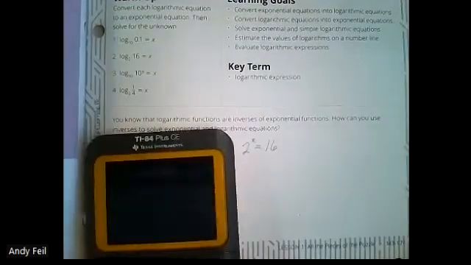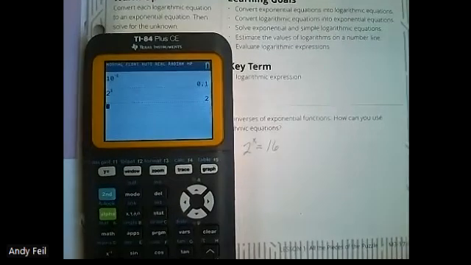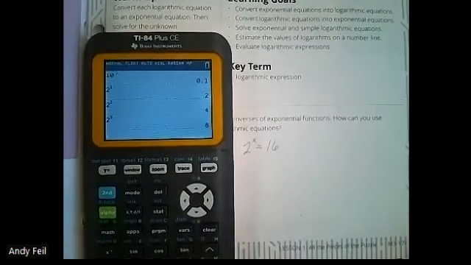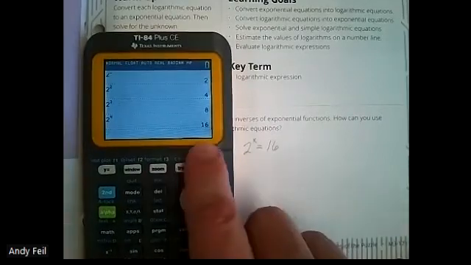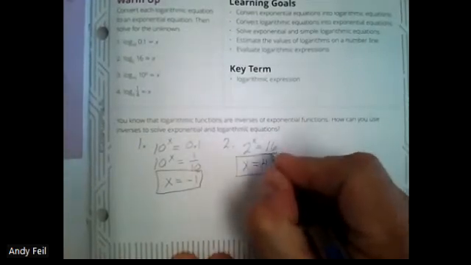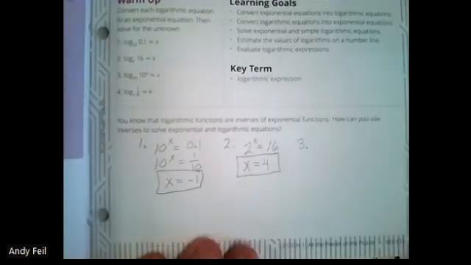And so you can kind of do it the caveman method if you want to. 2 to the first power. No, that's not enough. 2 to the second power. No. 2 to the third power. No. 2 to the fourth power. Ooh, there it is. 2 to the fourth power is 16. Therefore, x is 4. That's excellent. If you figured that out, then you're gonna do well today, because that's mostly what we're doing. How about number 3? What do you think the answer to number 3 is?